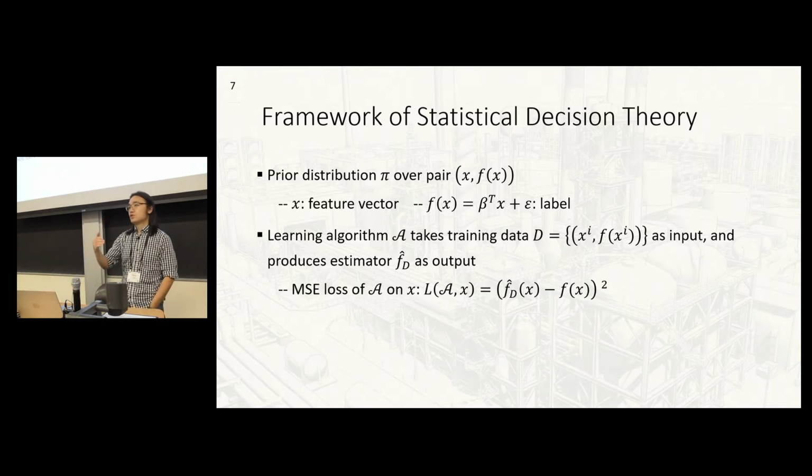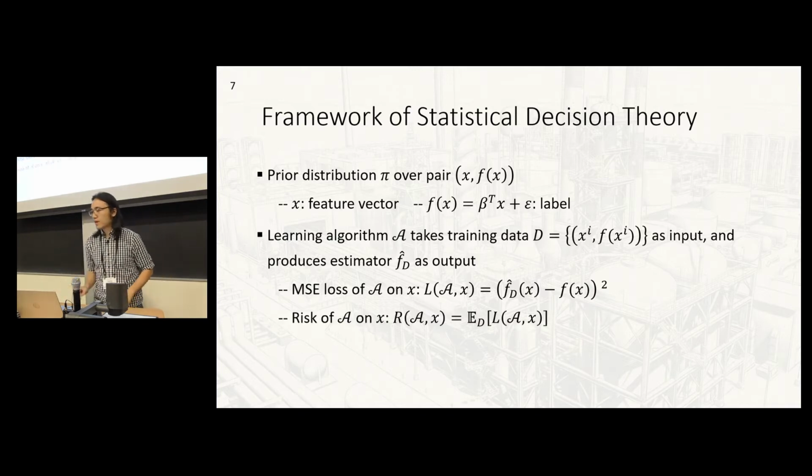And then we can introduce two quantities. The first is the mean square error loss on a given feature x, which is the difference between the predicted label and the actual label, squared. And the risk of our algorithm is basically the expectation of the loss when we take the expectation over the randomness of the training data set.